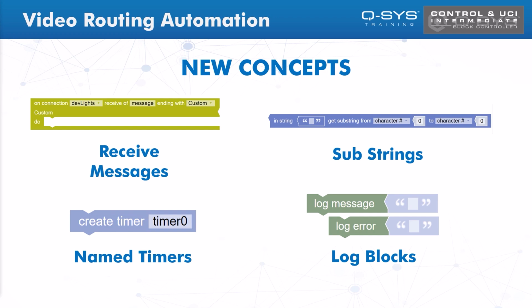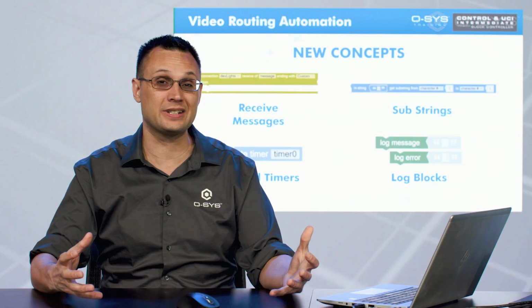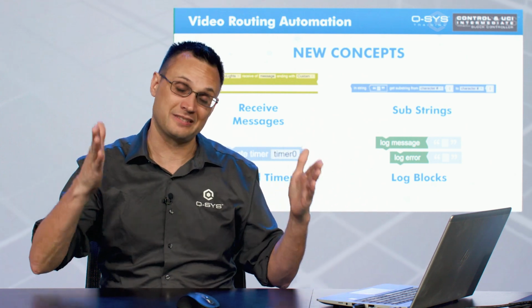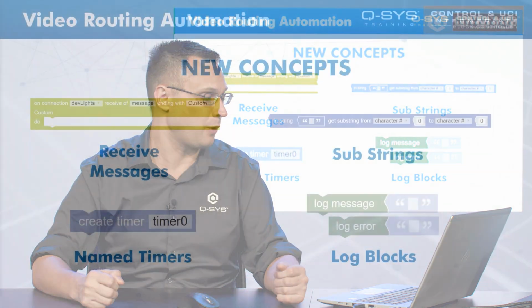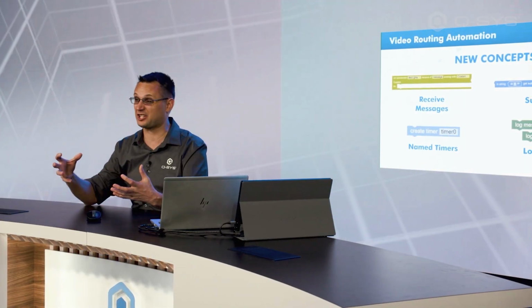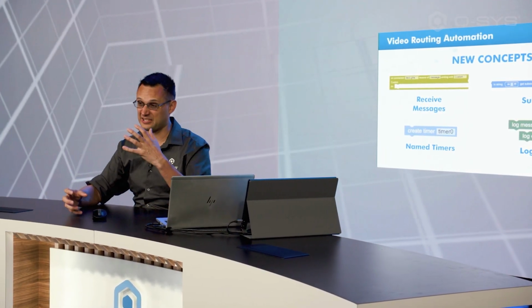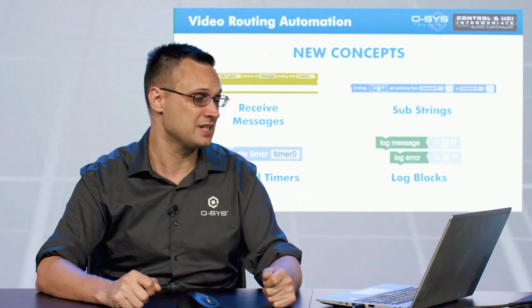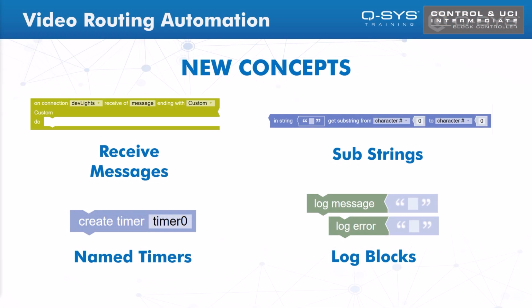We're going to be creating substrings. A substring is a smaller string that you take from a larger string. We're going to create timers. We've done simple timers before where we just did a call after timer. This time we're going to create an actual timer that runs and has an event handler and can be started and stopped independently. And we're also going to use the log blocks, where we will be sending certain messages up to our core manager to report that various things have happened.